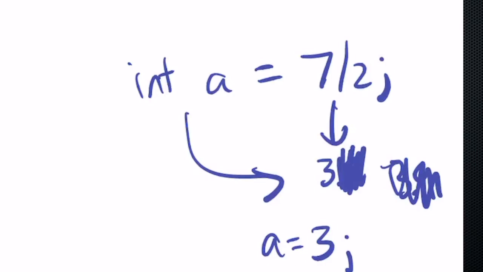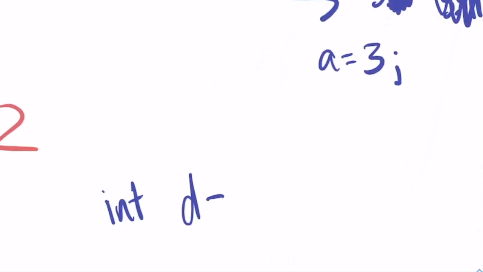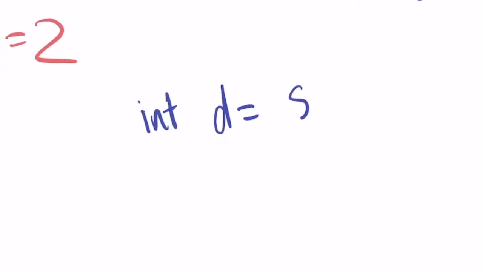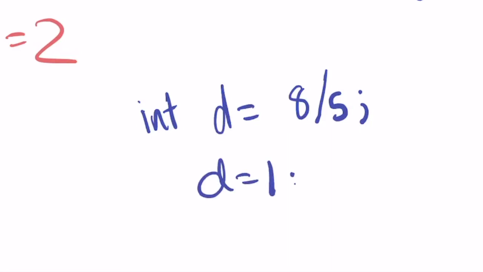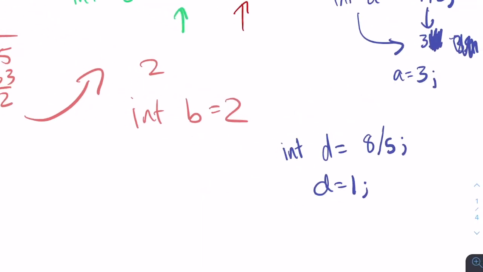This can actually be quite useful, but just know that if you do int d is equal to, let's say, 8 divided by 5, you'll just get d is equal to 1. Because basically, it just gets rid of the remainder. So this is why also the modulus operator is useful.